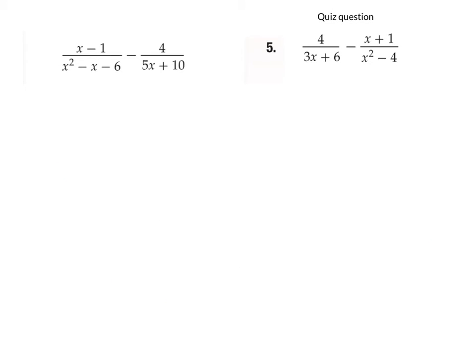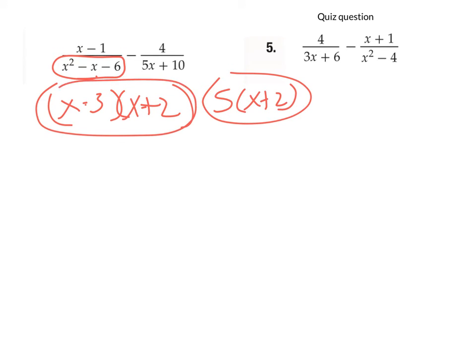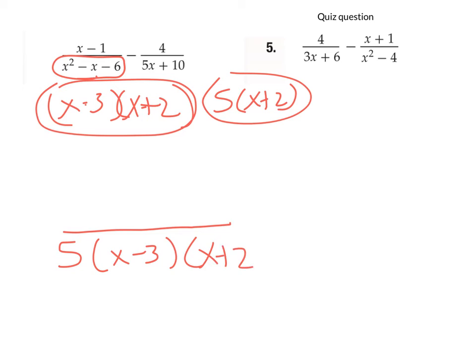Okay, to do subtraction, you must have a common denominator. So you have to factor your denominator. So that's an x minus 3 and an x plus 2. And this factors to 5, because it's common factor out x plus 2. So we have this denominator and this denominator. And so our common denominator is going to be everything that's included. So I have a 5, I have an x minus 3, I have an x plus 2.